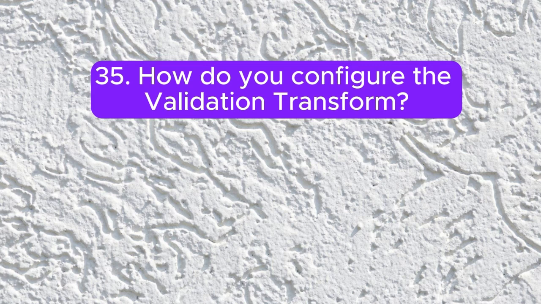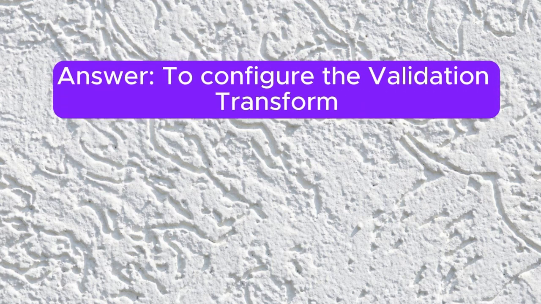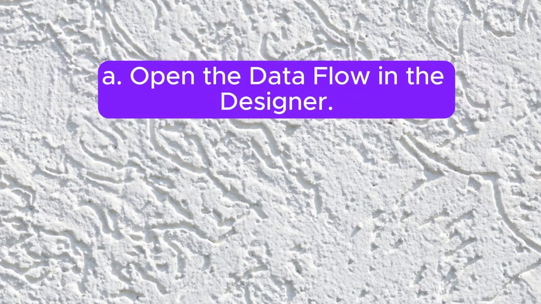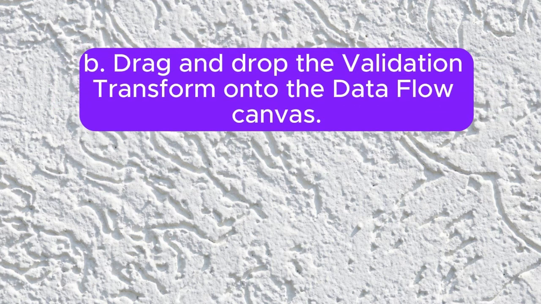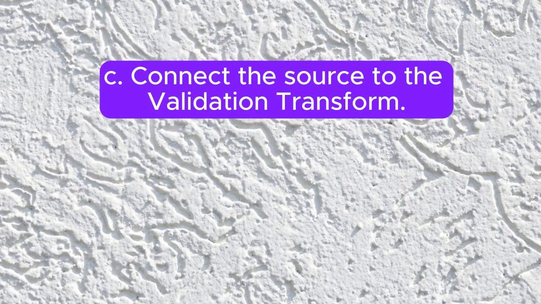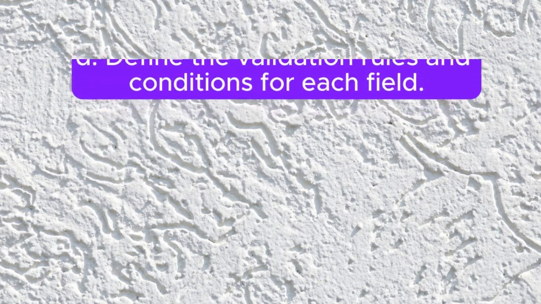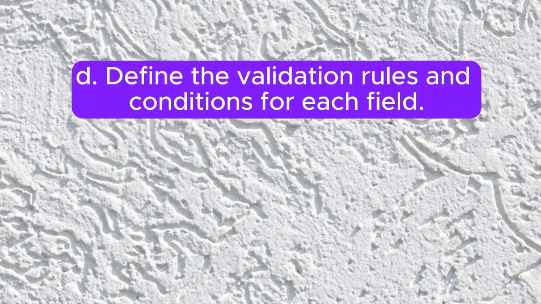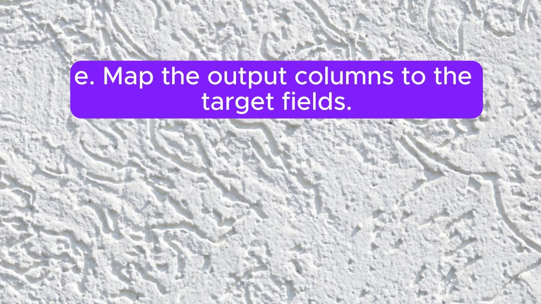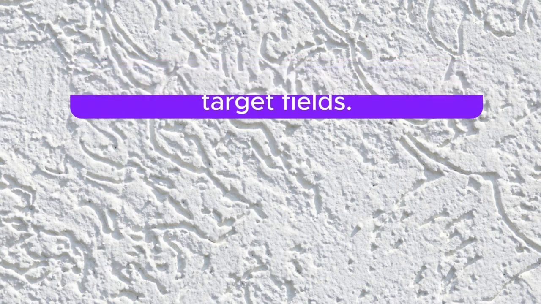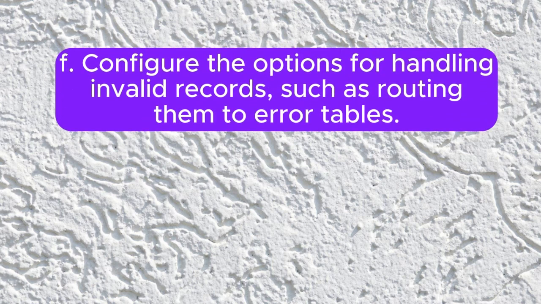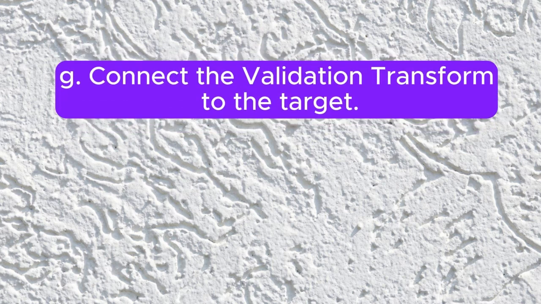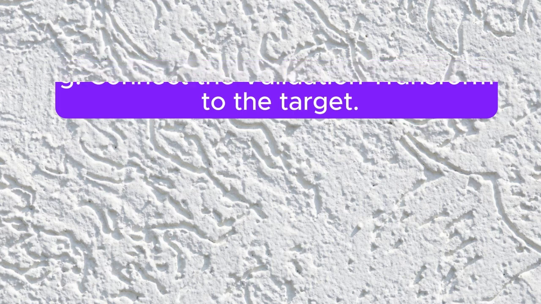35. How do you configure the validation transform? Answer. To configure the validation transform. A. Open the data flow in the designer. B. Drag and drop the validation transform onto the data flow canvas. C. Connect the source to the validation transform. D. Define the validation rules and conditions for each field. E. Map the output columns to the target fields. F. Configure the options for handling invalid records, such as routing them to error tables. G. Connect the validation transform to the target.